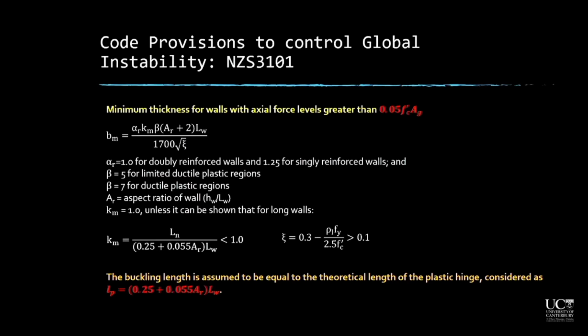This design provision is actually developed based on an analytical model developed by Paulay and Priestley. And the buckling length is one of the assumptions here, which is considered to be equal to the theoretical length of the plastic hinge. We're going to discuss these assumptions later, but I just wanted to let you know there is a provision in the New Zealand concrete design standard specifically related to this mode of failure.